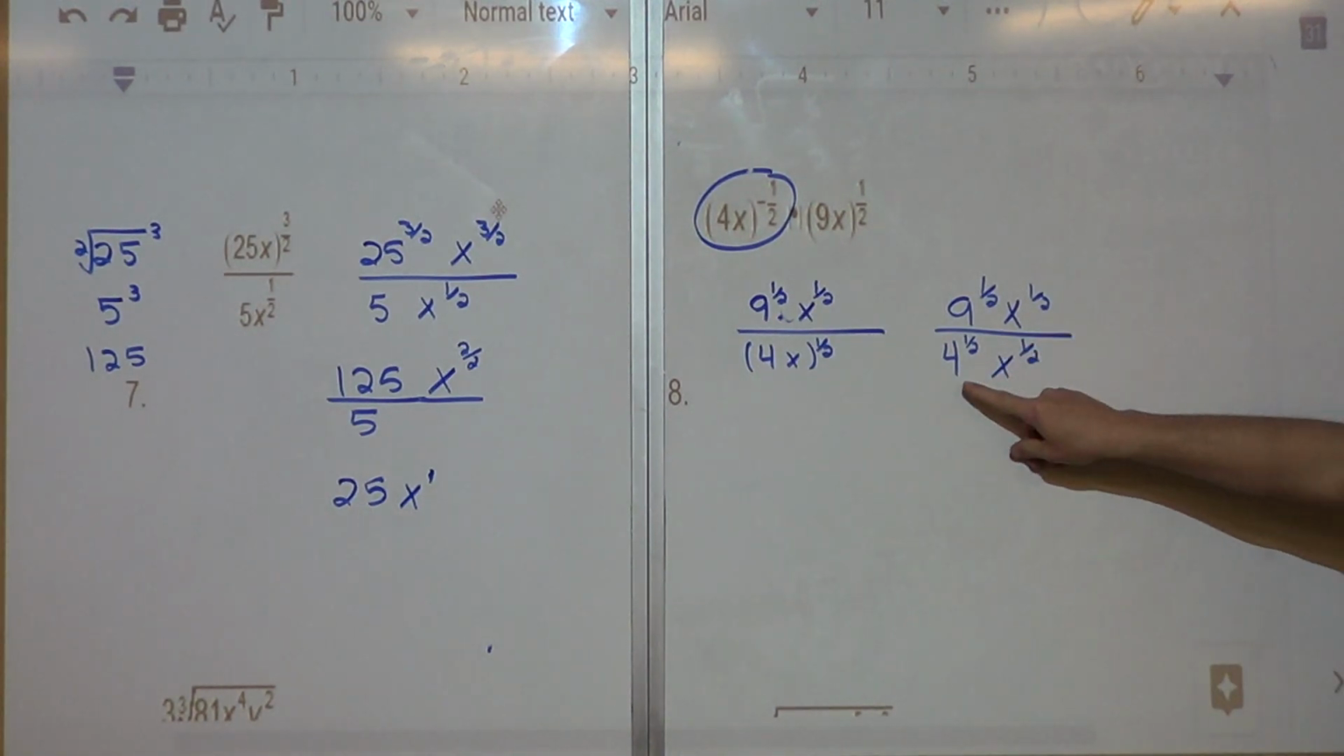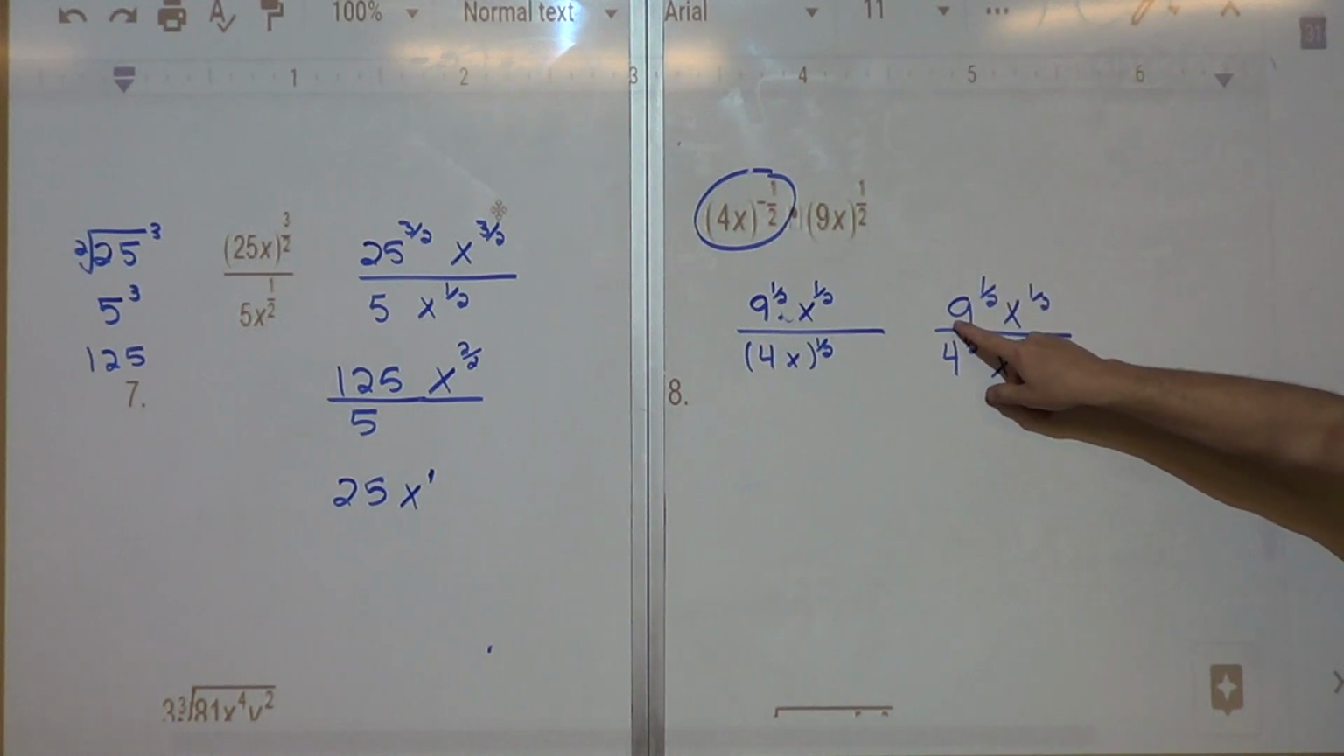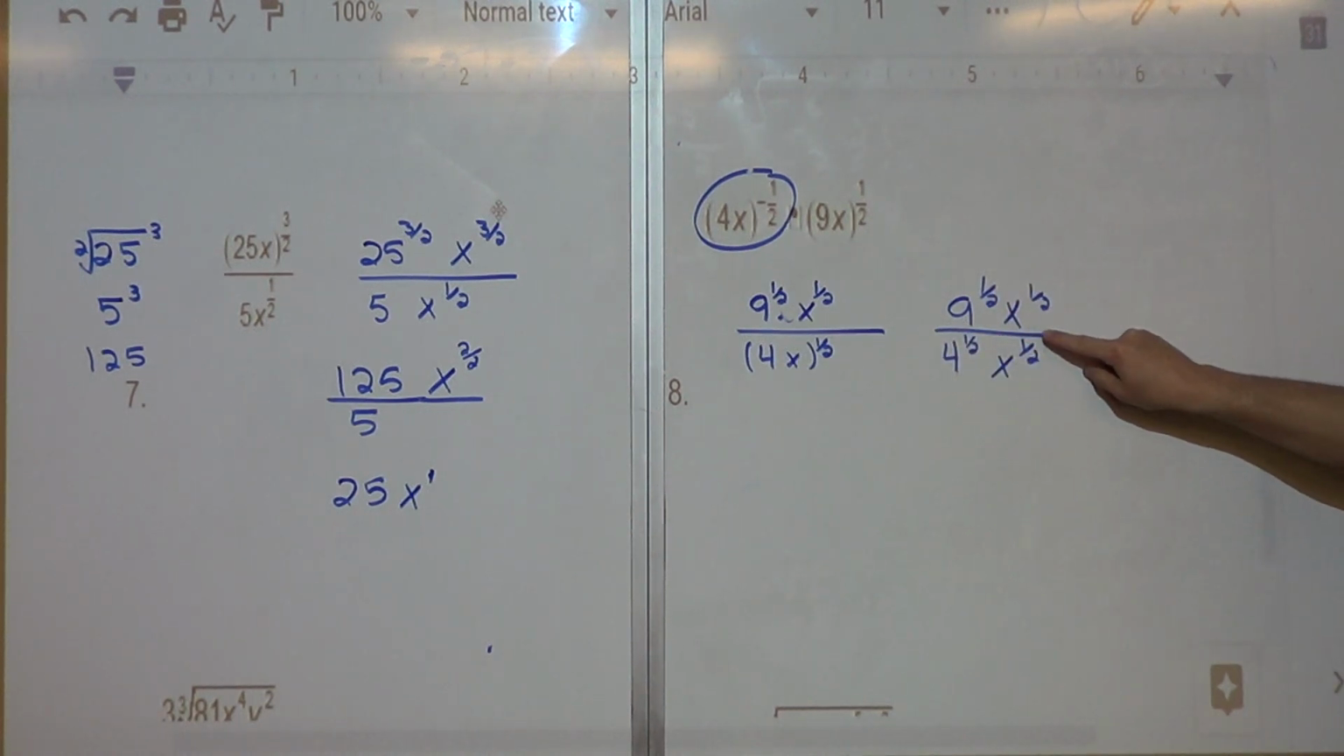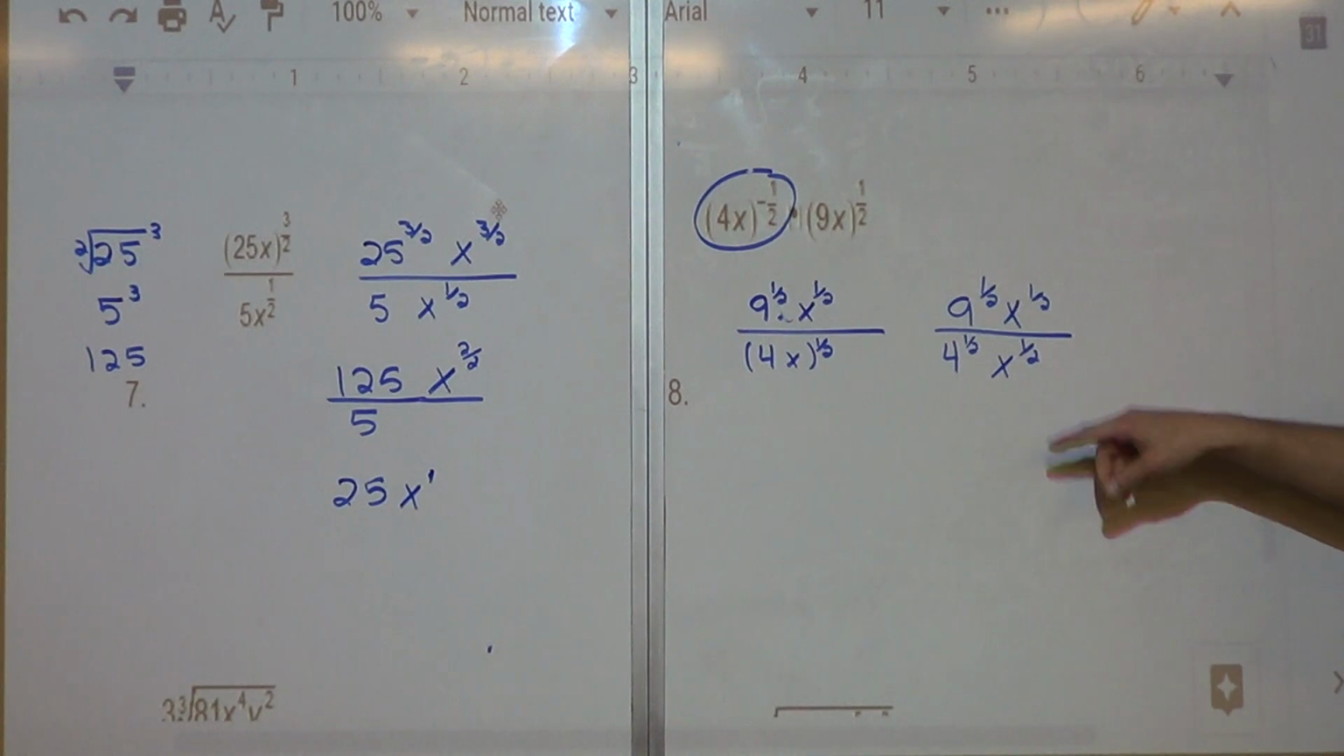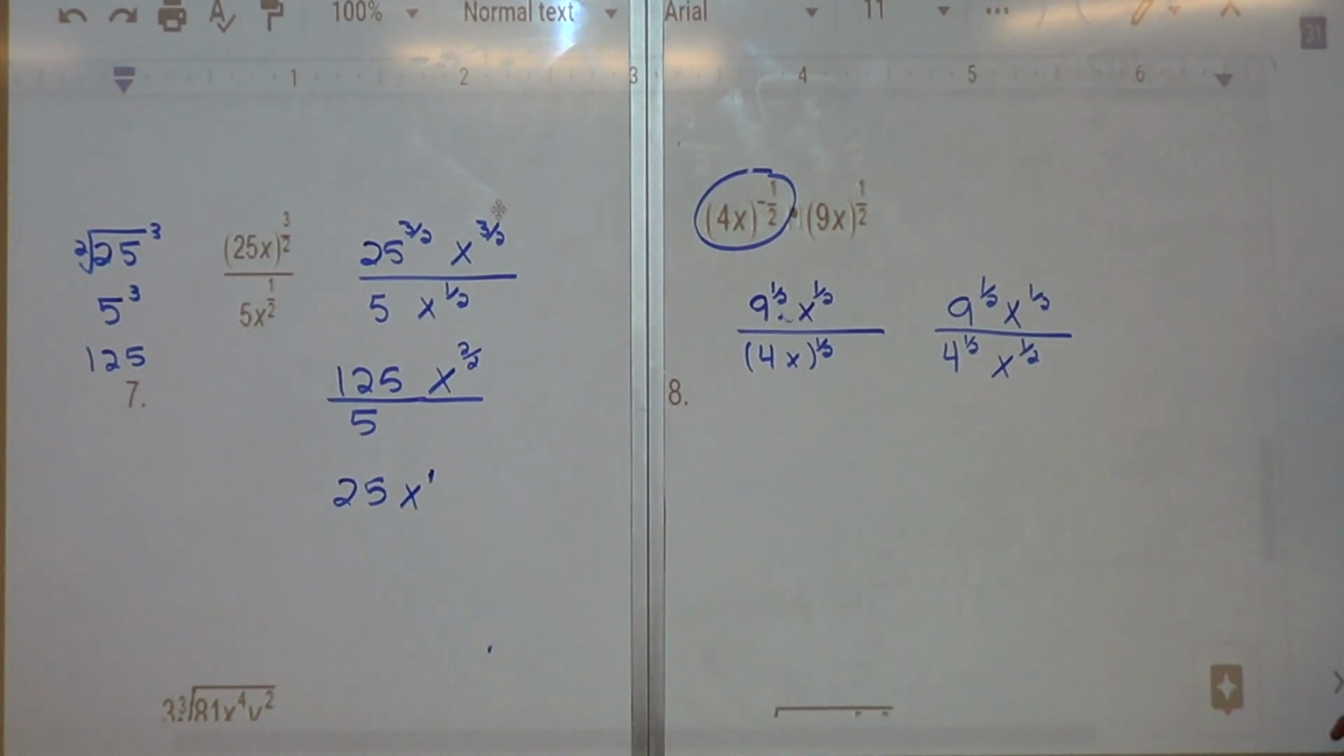Now, if I look at it, I can't subtract 1/2 and 1/2. The bases aren't the same. I can't subtract here, but 1/2 minus 1/2 is 0, so they go away, they cancel out.